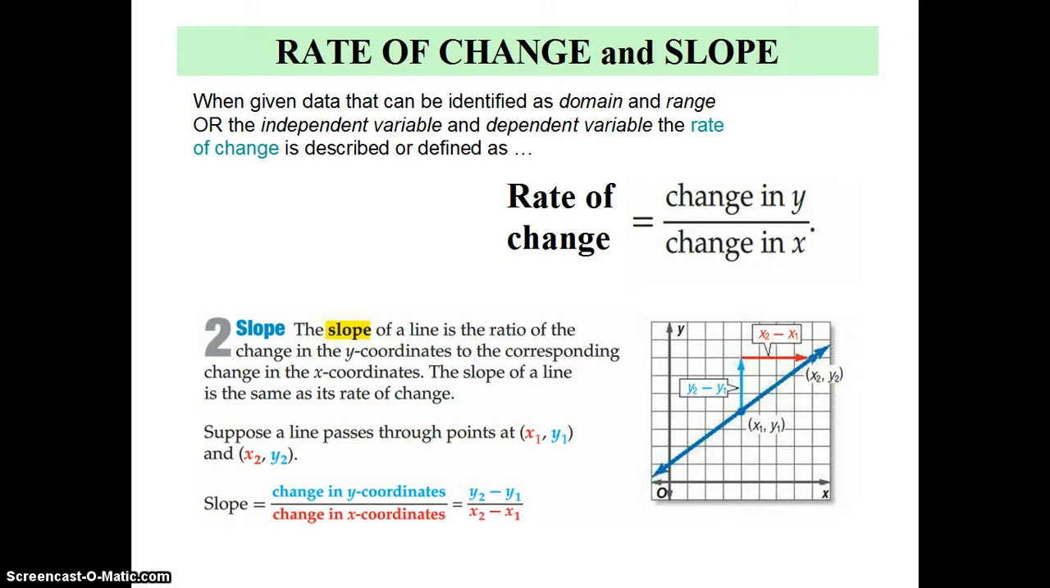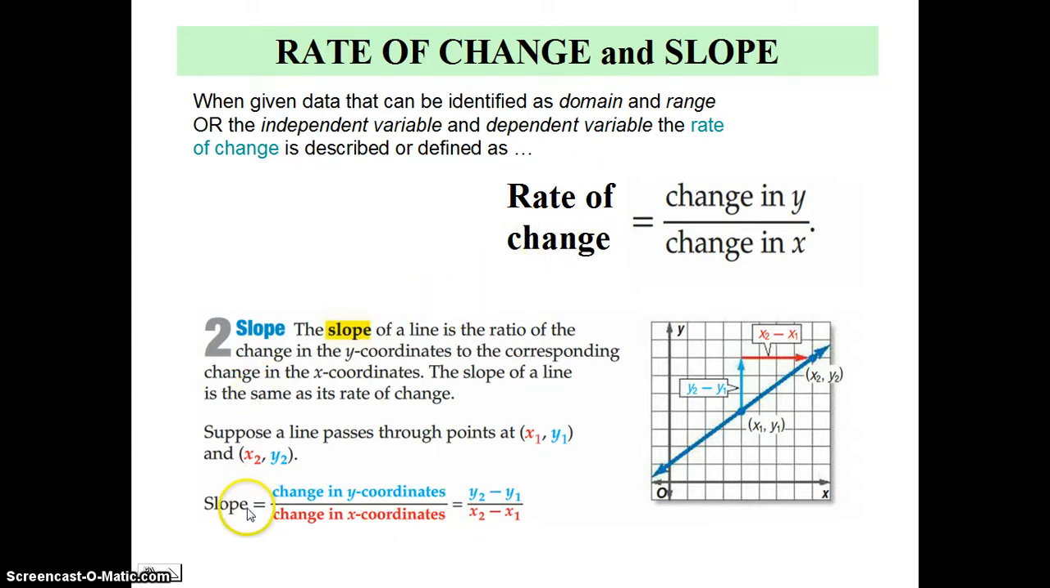Rate of change, you're going to have to identify, given data, what is domain and range, domain being the independent variable and range the dependent variable. And rate of change will be described as change in y over the change in x. And this is directly related to slope.